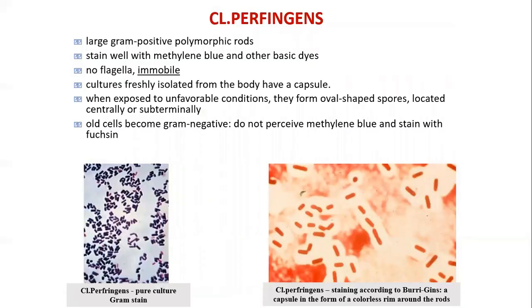Since the main causative agent of gas gangrene is Clostridium perfringens, let's dwell on the properties of this pathogen. Clostridium perfringens is a large gram-positive polymorphic rod, stained well with methylene blue and other basic dyes, with no flagella, and is immobile. Cultures freshly isolated from the body have a capsule. When exposed to unfavorable conditions, they form oval-shaped spores located centrally or subterminally. All cells become gram-negative, do not perceive methylene blue and stain with fuchsin.